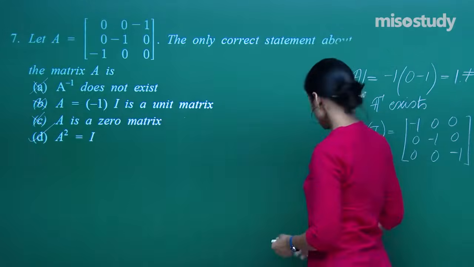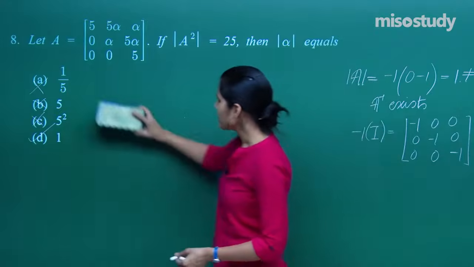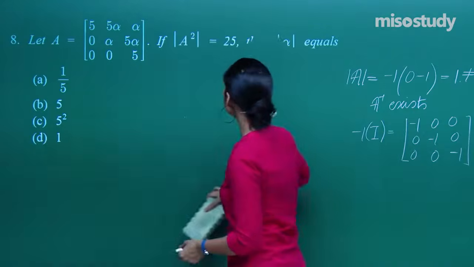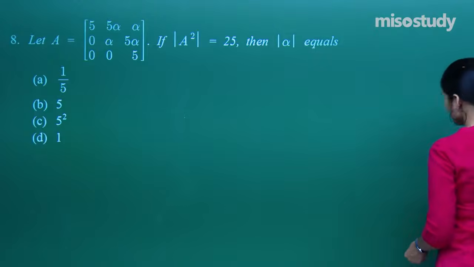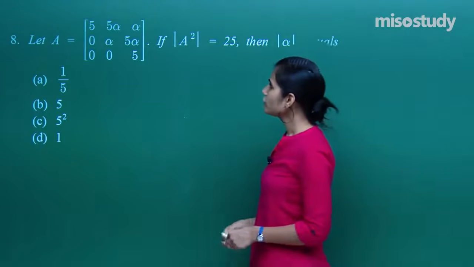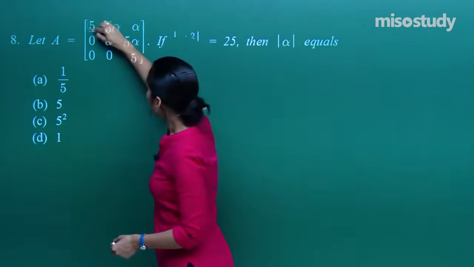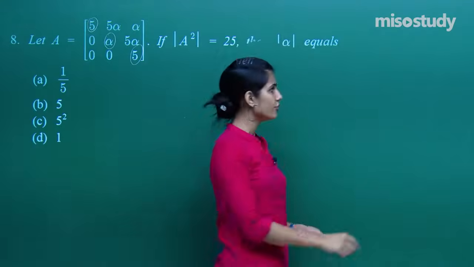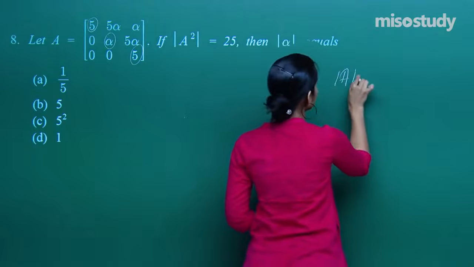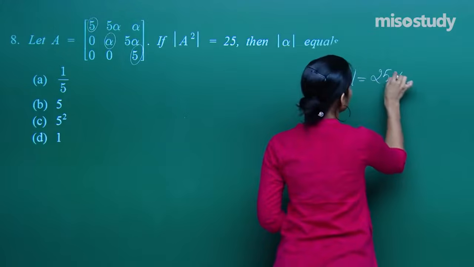Clear? The next question says, A is this matrix. Now the speciality of matrix A over here, as you can see, is that it is an upper triangular matrix, right? Because it is an upper triangular matrix, you should know that determinant of A is just equal to the product of these diagonal entries, right? Determinant of A is 5 into 5 into alpha, which is 25 alpha.